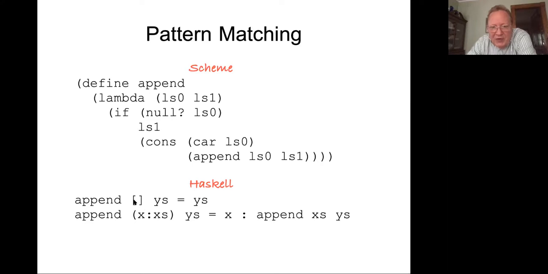These are cases that bind against the input. What this says is if you append an empty list to another list, the result is just the second list. And this is to append a non-empty list whose first element is X, you just cons X to a recursive call of append on the tail of the list and the second list. So you probably can understand how this works. The meaning is very clear if you understand the syntax.